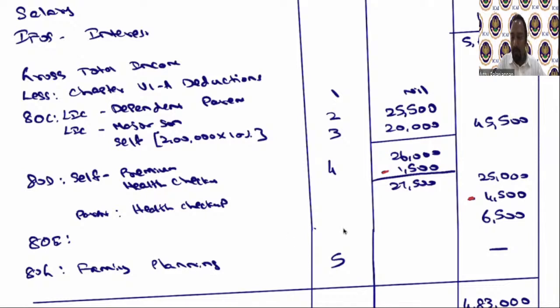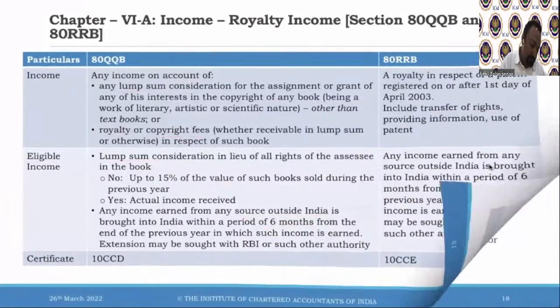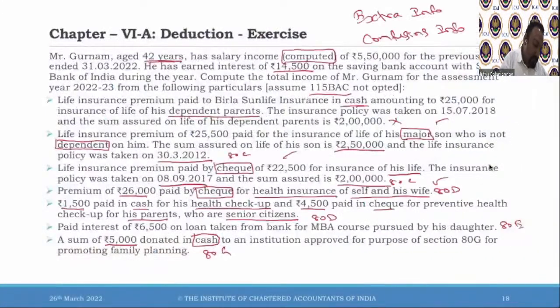So what are the other questions? Prema, the son's policy was on 30th March 2012, right? So in that period, the maximum premium allowed is 20%. So that's why we are allowing it. That's why we are not applying 10%.